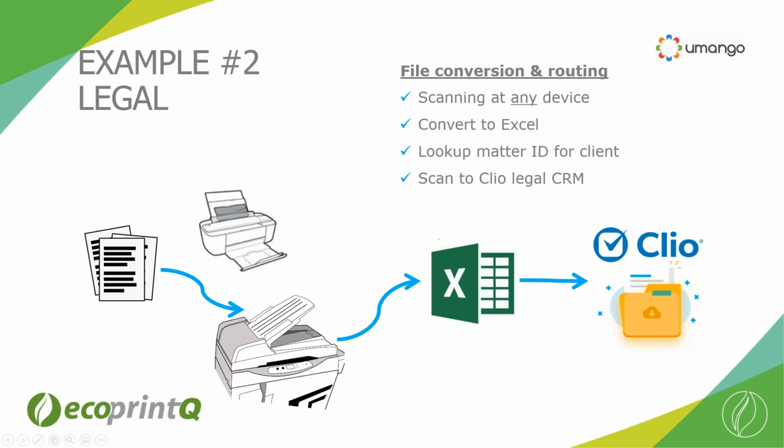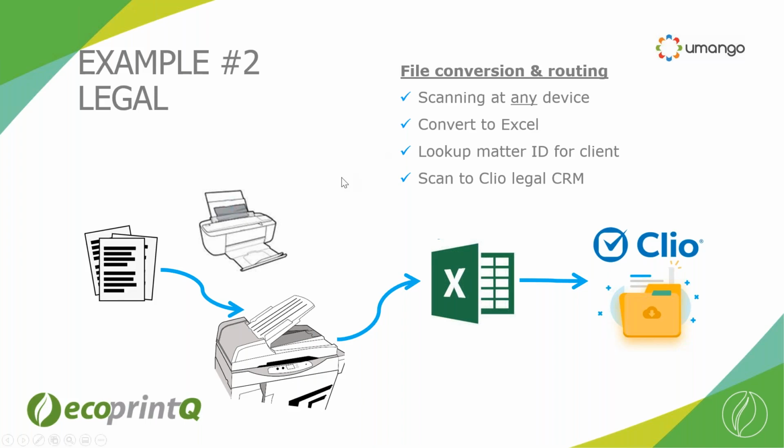We're all familiar with the legal space and having worked with them. They have matter ID numbers, what you call client numbers. And that matter ID number may reside within their backend system, right? In this case, we have Clio. We can do a lookup to make sure they're pulling in the right matter ID, not just free typing or free filling it in at the touchscreen panel, but instead doing a real live backend database lookup. They look up the matter ID number, select the correct one, and then they're able to scan it to their legal CRM. In this case, it was Clio, but there's a bunch of them out there. So that's a great example for legal.